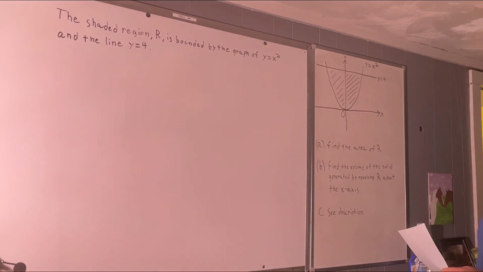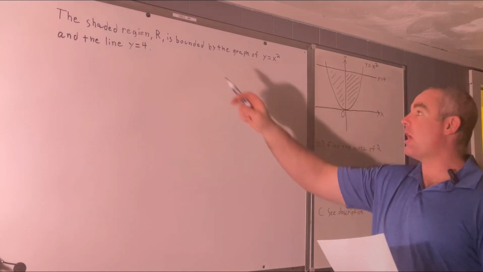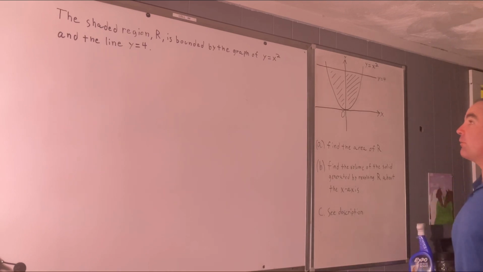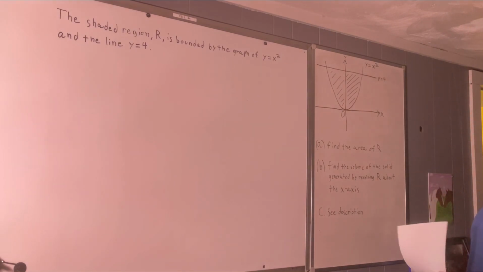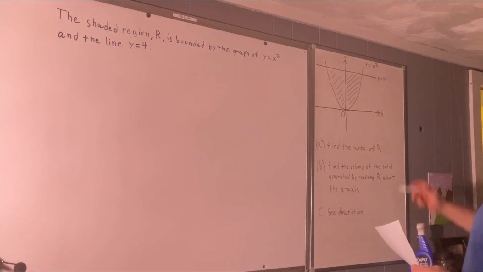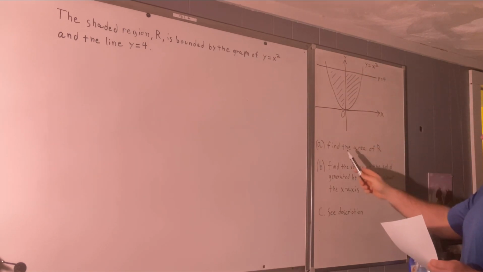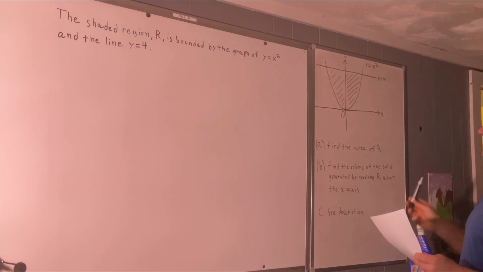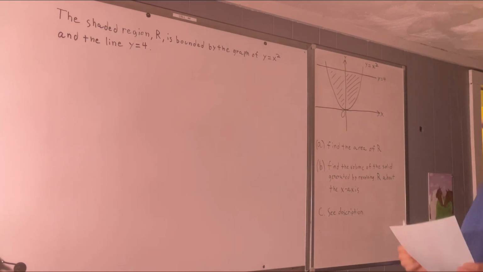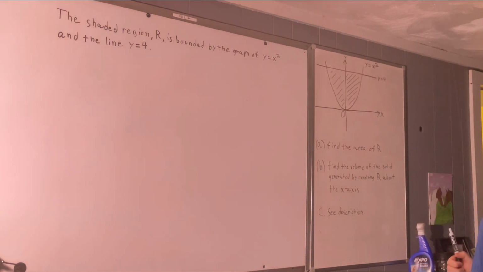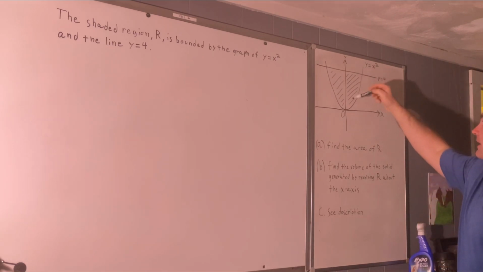But anyway, this is the problem. The shaded region R is bounded by the graph of y equals x squared and the line y equals 4, and that's pictured right here. Part A says find the area of R. This is just a quote unquote simple area problem. It's a definite integral and we're trying to find this.